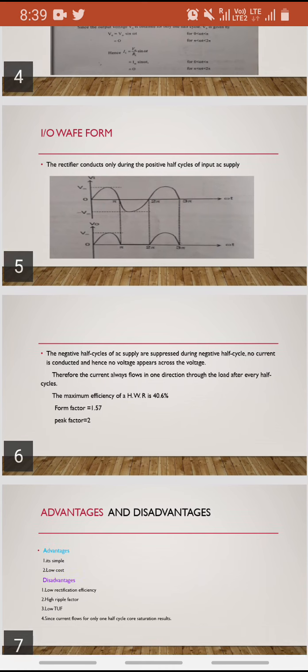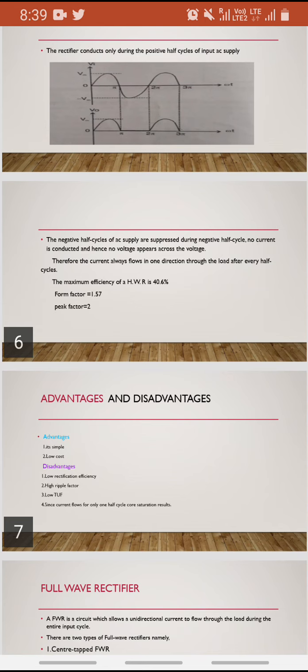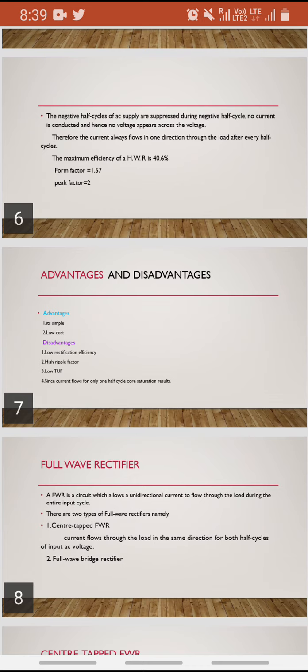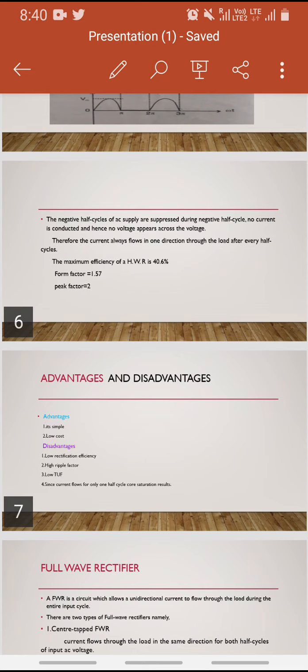And we are discussing some facts. The maximum efficiency of the half wave rectifier is 40.6%, form factor 1.57, peak factor 2. And there are also some advantages and disadvantages, as with all devices. Advantages are that it's simple and low cost. Disadvantages are high ripple factor, since current flows for only one half cycle, and low TUF.